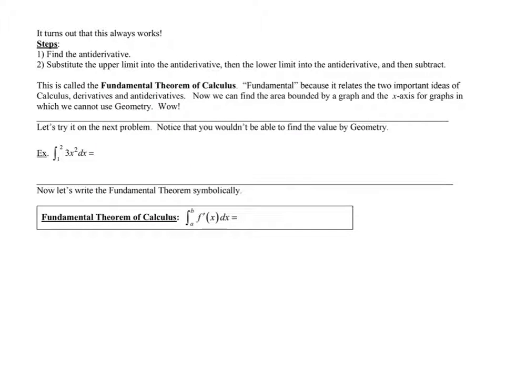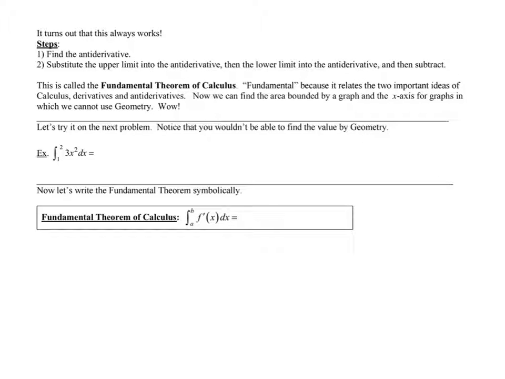The amazing thing is that it turns out this always works. And the steps for doing this are to, first of all, find the antiderivative, just like we did in our above example, and then substitute the upper limit or the upper bound into the antiderivative, subtract, and then plug in the lower limit into the antiderivative. And the nice thing about this is that now we can find the area bounded by a graph and the x-axis for graphs in which we cannot use geometry.